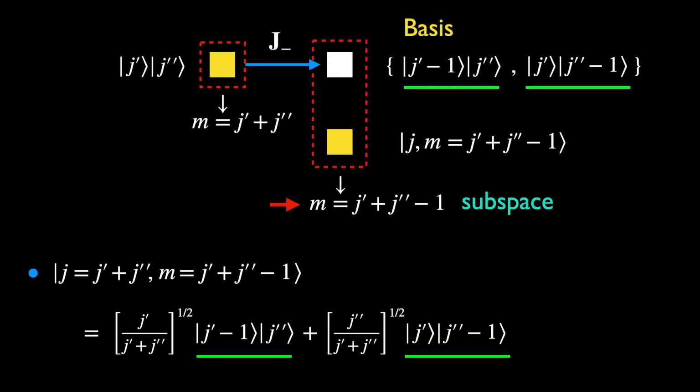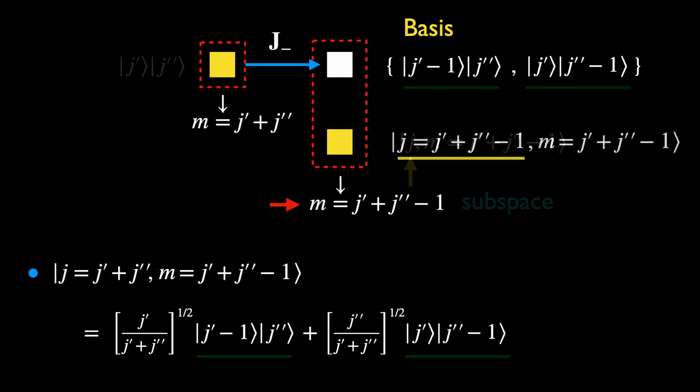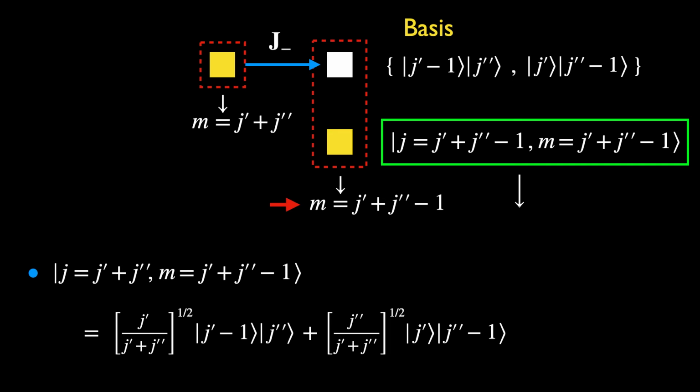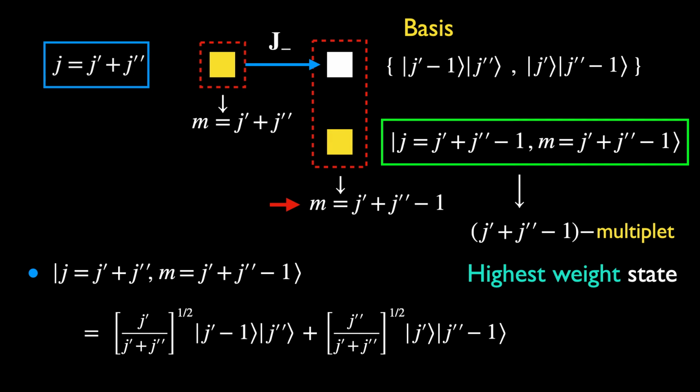And this must necessarily be the highest weight of a new multiplet, because there can only be one highest weight state within the multiplet, as we have shown in the last lecture. Furthermore, since this is the only other state that could have this value of m, it must be a highest weight state with the same value for j. This is the start of a new multiplet, j equals j prime plus j double prime minus 1.